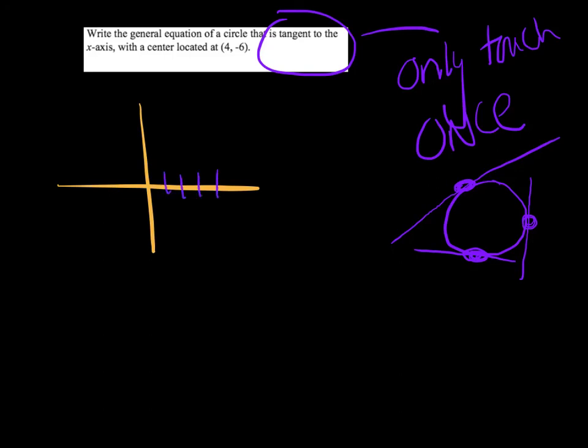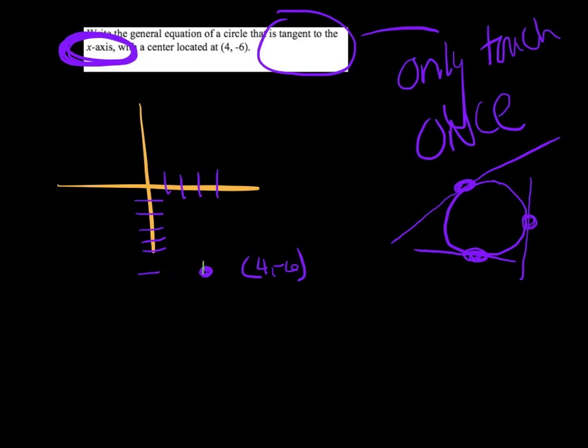1, 2, 3, 4. 1, 2, 3, 4, 5, 6. All right, and I'm going to label that 4, negative 6. And it says your circle is tangent to the x-axis. You are going to touch the x-axis once. Can you picture what that looks like? All right, can it look like this? Would that touch my x-axis only once? I hope not. I can see it would touch here and here. And it couldn't be this small because that doesn't touch the x-axis at all. It's got to touch just once.